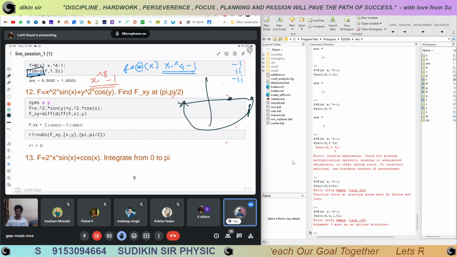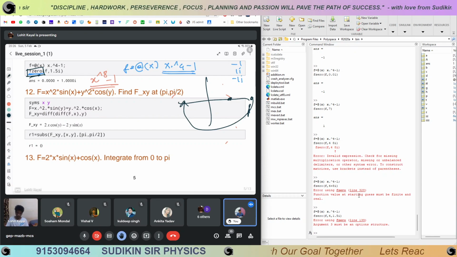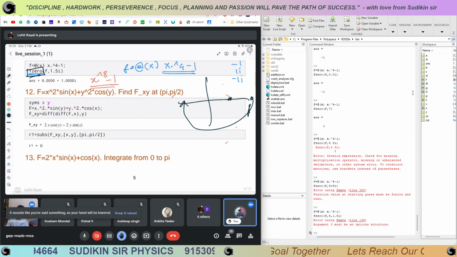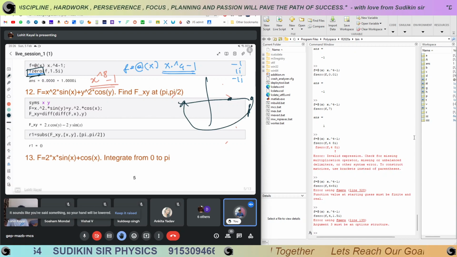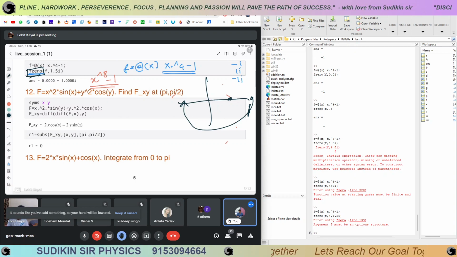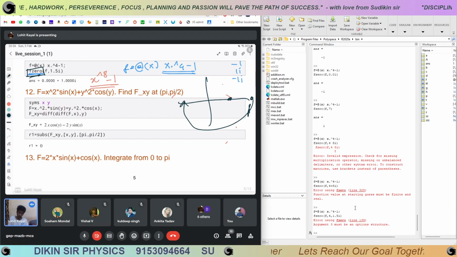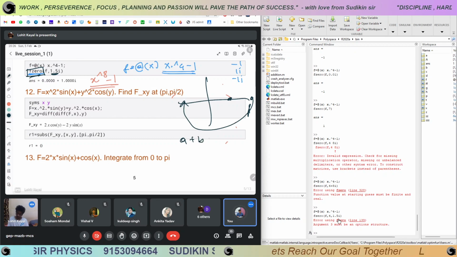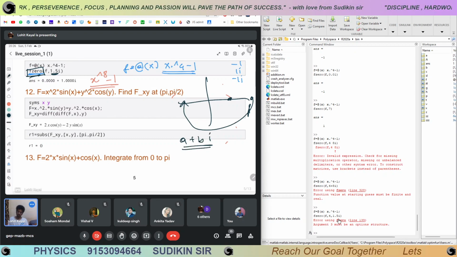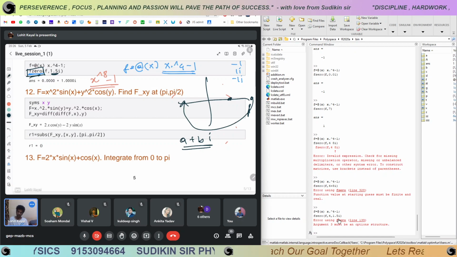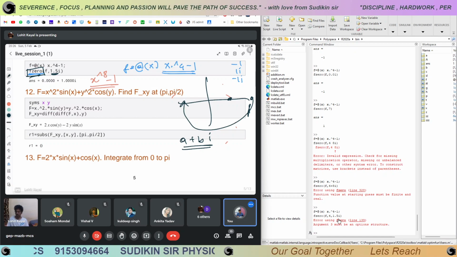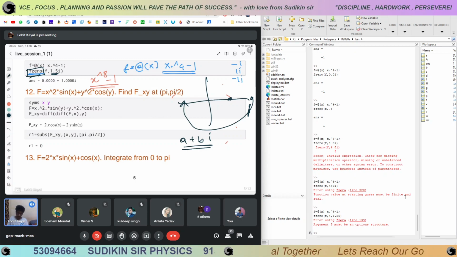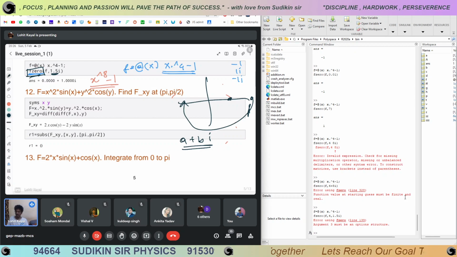Sir, in this graph, if I want to plot somewhere not on the axis, what will be the command for F0? Same thing. How do I write the initial case? If it is not on the axis, it is a plus bi. Simple. Sir, but it is not taking it. I'm writing F0, F comma 4 plus 8i. It is returning an error using F0.